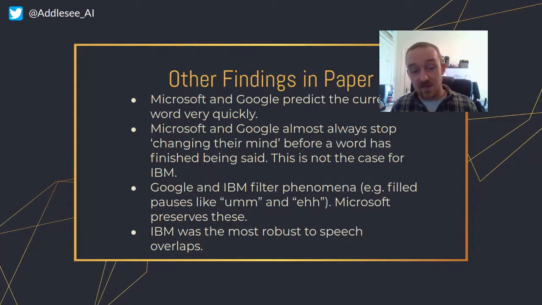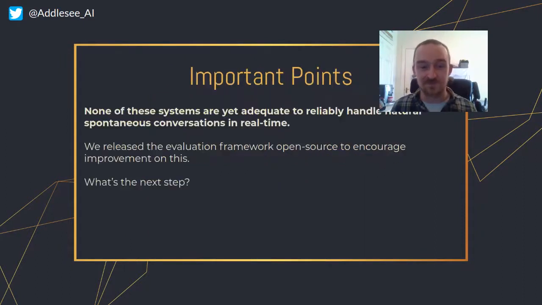And finally, IBM was the most robust to speech overlaps. So when people were talking over each other, it was the best at accurately getting both speakers' words correctly. But as I said, there's a lot in there, and there's a paper if you would like to read more.